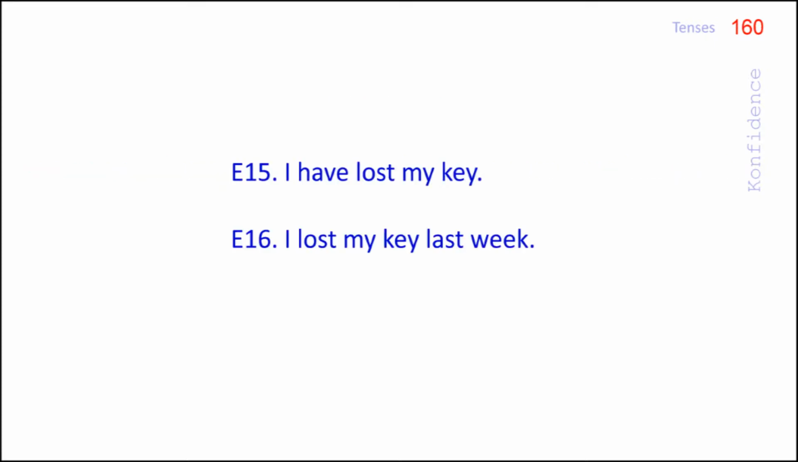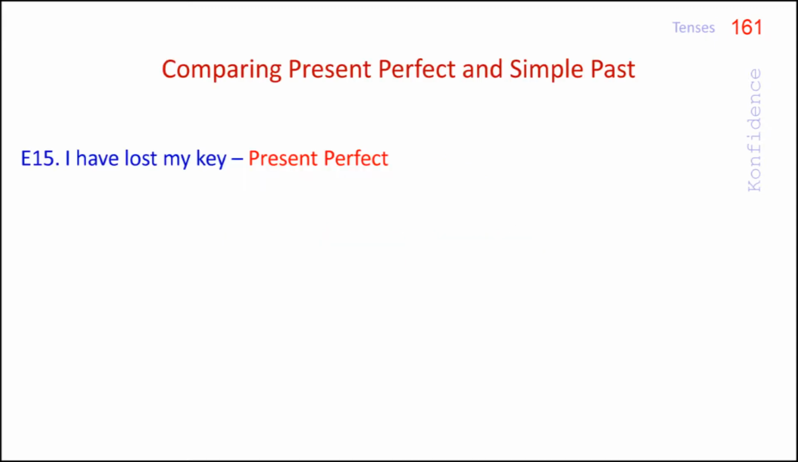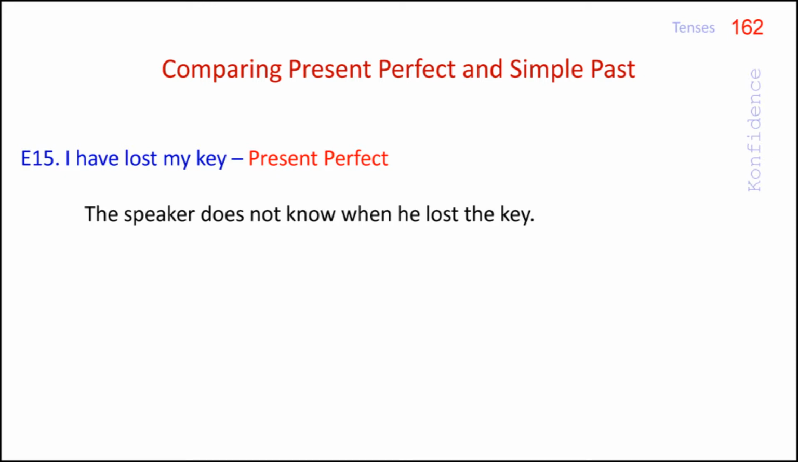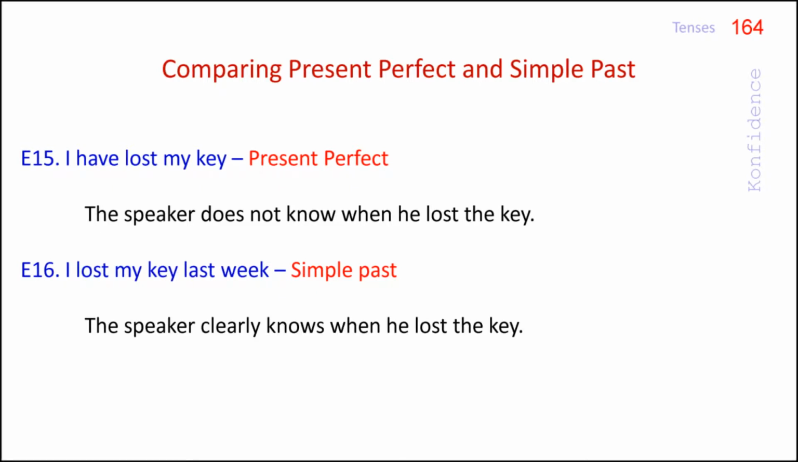Now refer the examples. They are a comparison between present perfect and simple past. In the present perfect sentence, I have lost my key, the speaker does not know when he lost the key. He cannot find it now. But in the simple past sentence, I lost my key last week, the speaker clearly knows when he lost the key. With a definite time in the past, we use the simple past tense.